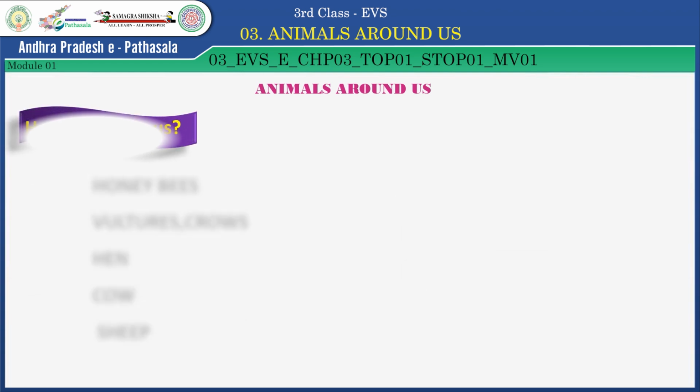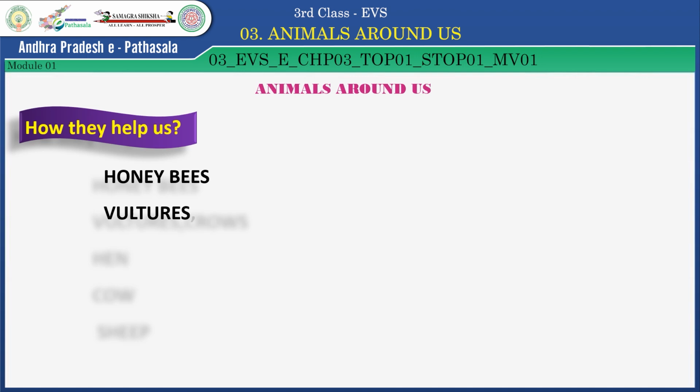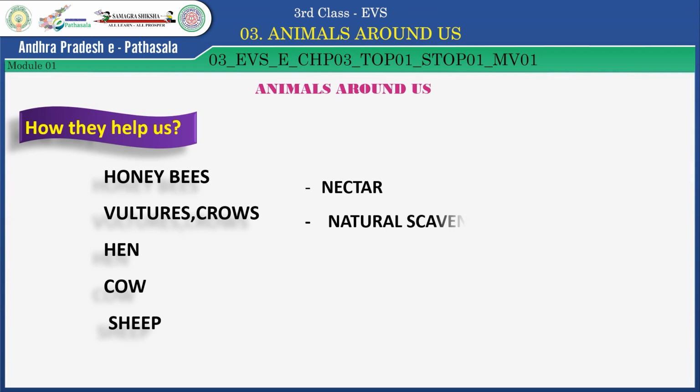Animals help us in many ways. Animals like honeybees, vultures and crows, hen, cow, sheep. All these help us in many ways. Honeybees give us nectar. Vultures and crows act as natural scavengers. Hen gives us eggs. Cow gives us milk. Sheep gives us wool and meat.